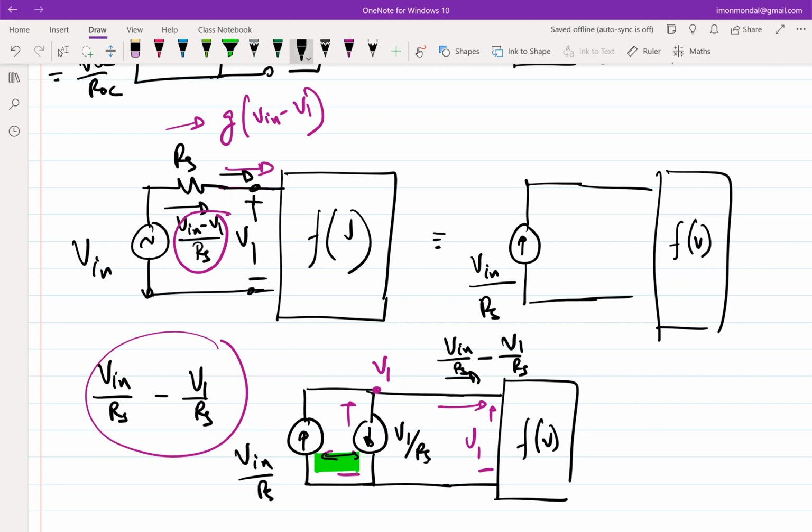Suppose there is another linear element, would it still work? Yeah, exactly, right. So all you need to satisfy is this condition: the current that is going in is proportional to V in minus V1. That's all, right?